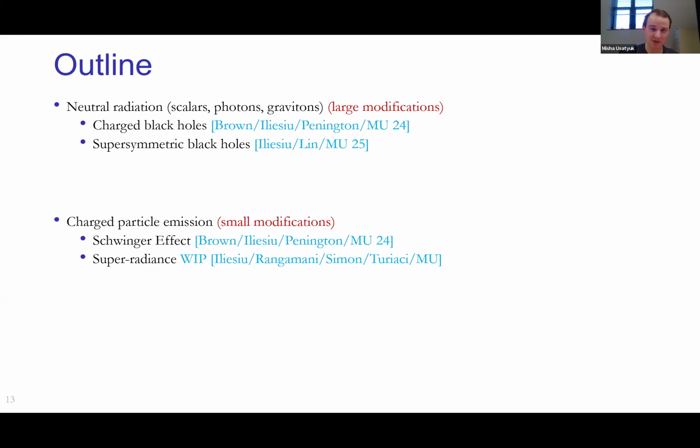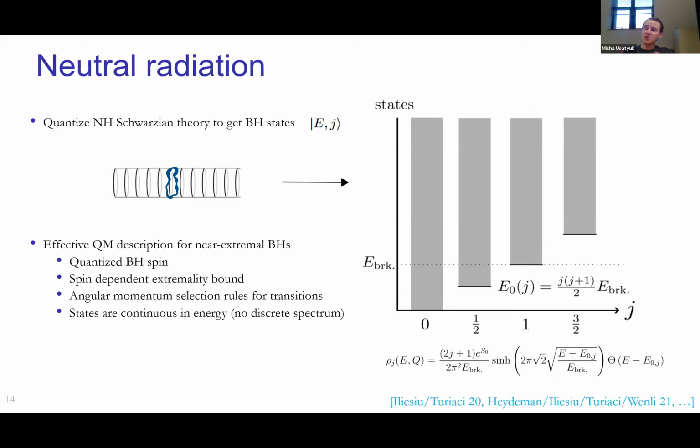Let's get started with neutral radiation. So what do people practically do? What they do is they take this near horizon Schwarzian theory, they throw away the flat space asymptotics, and they quantize the near horizon theory just by itself. When you do that, you get a series of quantum states labeled by an energy E and a spin J.